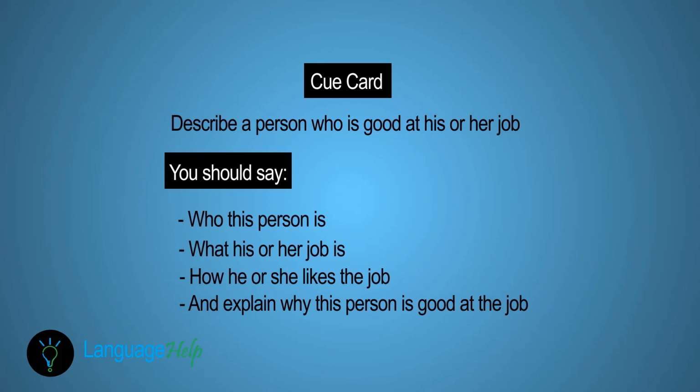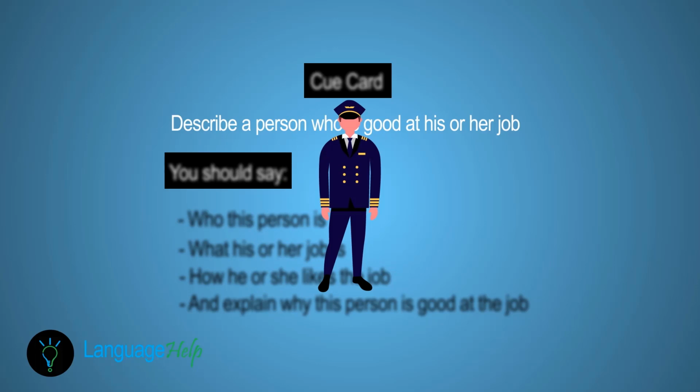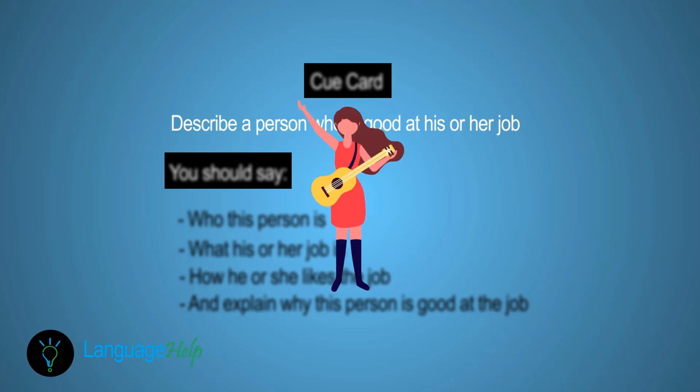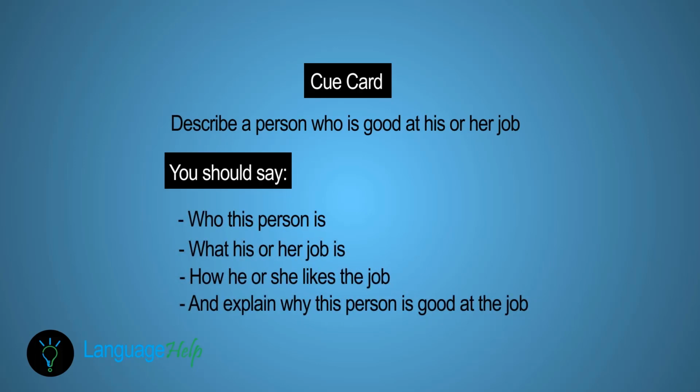You're not expected to tell the truth. You may need to invent examples or experiences that you never actually had. In this example, the cue card question is to describe someone who is good at their job. This job can be anything: a cook, a policeman, a builder, an army officer, a singer, an engineer, a doctor. I think you get the idea. To answer the question, you have to decide on who the person is and what their job is. If you cannot think of anyone, then you have to invent and use your imagination.